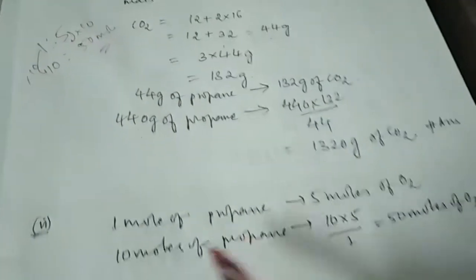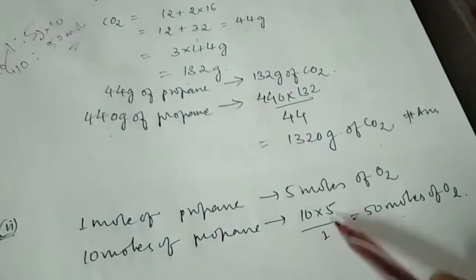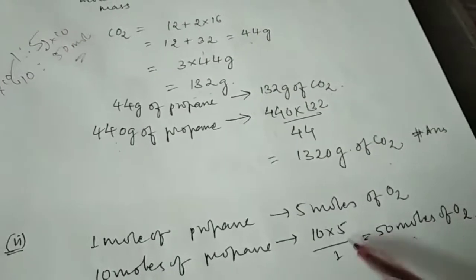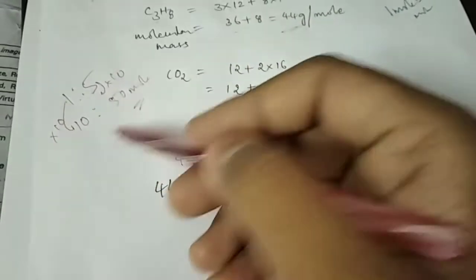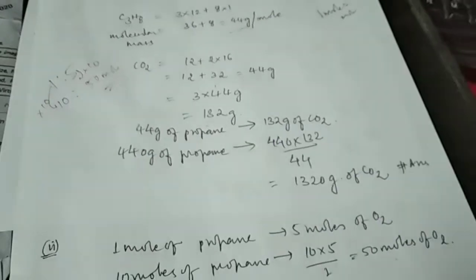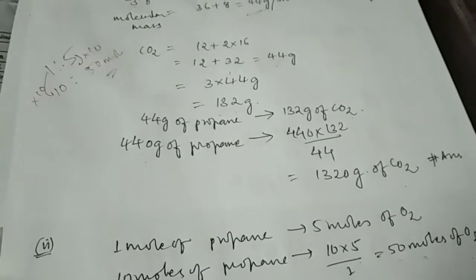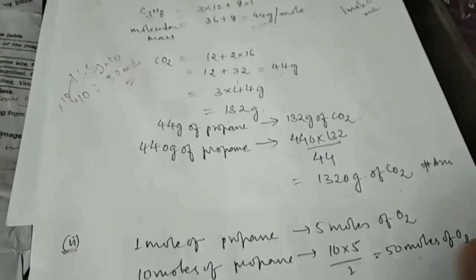5 moles of oxygen. So 10 moles of propane will give me 10 into 5 divided by 1, so we'll be getting 50 moles of oxygen. You can do it by this method, or you can find it by the other method also. So the two methods here are either the ratio method or the unitary method of mathematics. I hope you understood this third problem also. The third problem is also over, all of you students.